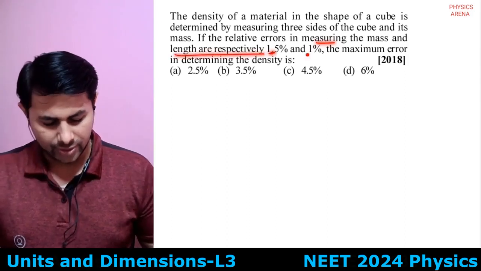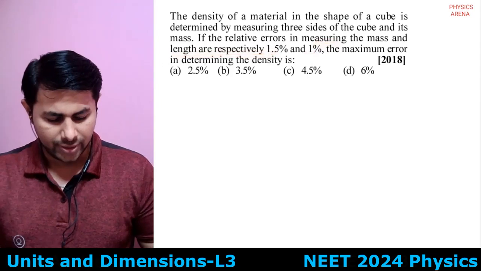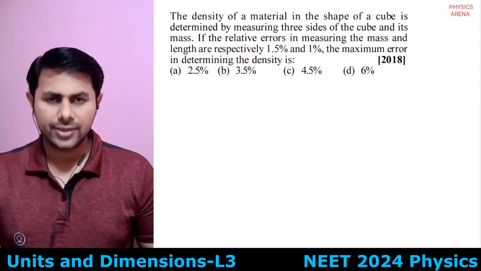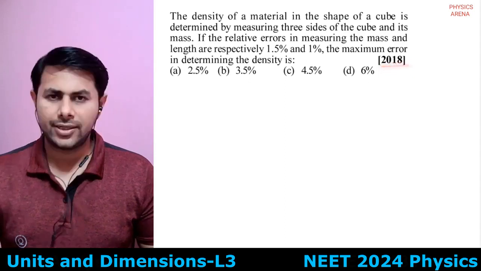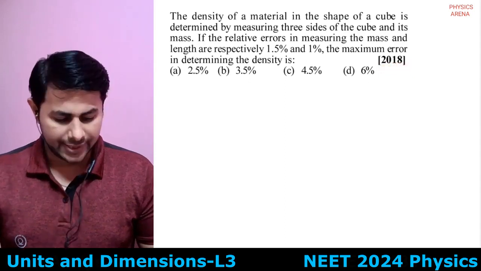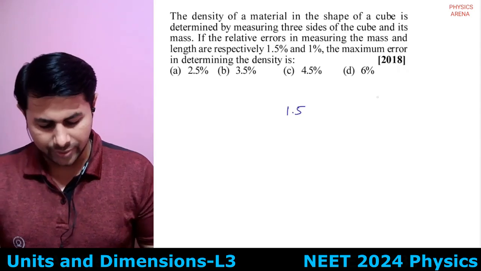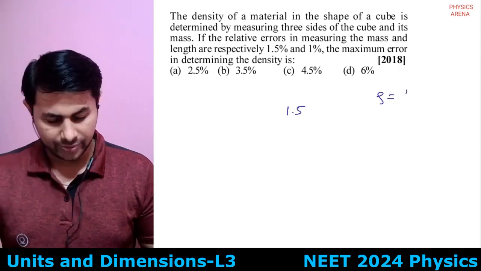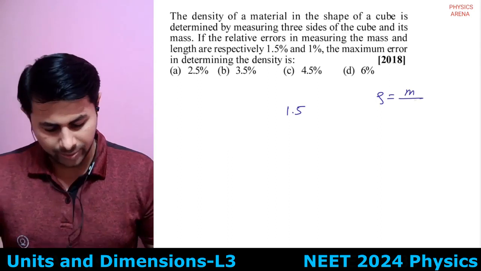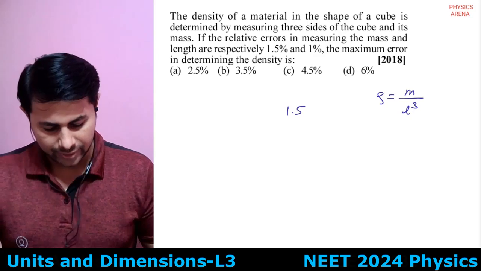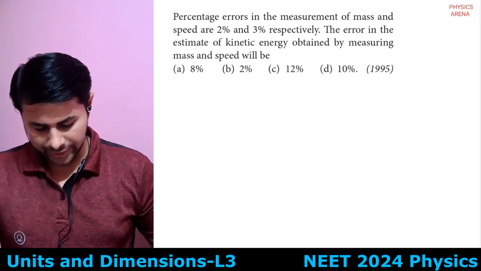Okay, so density is mass upon L cube, mass upon volume. So it is the percentage error in mass plus 3 times the percentage error in length. So the percentage error in mass is 1.5 and the percentage error in length is 1. So it is 1.5 plus 3 multiplied by 1. So it is 4.5%. Correct. Let's go to the next problem.